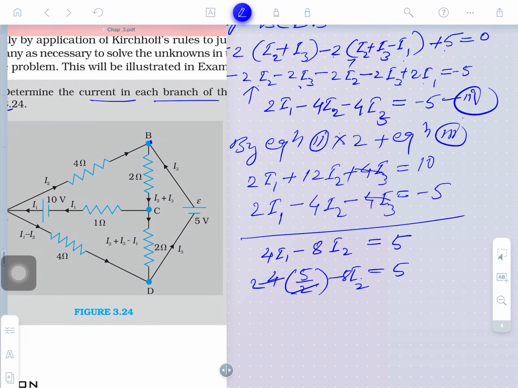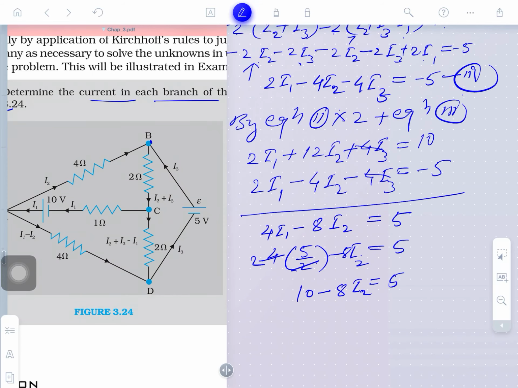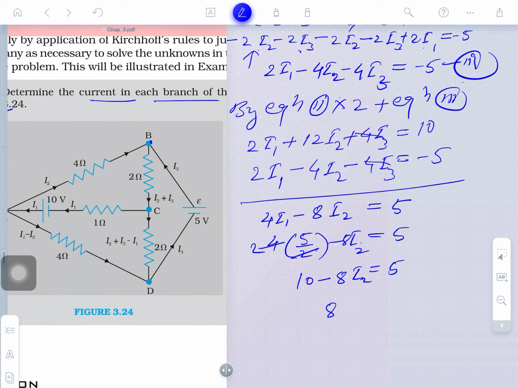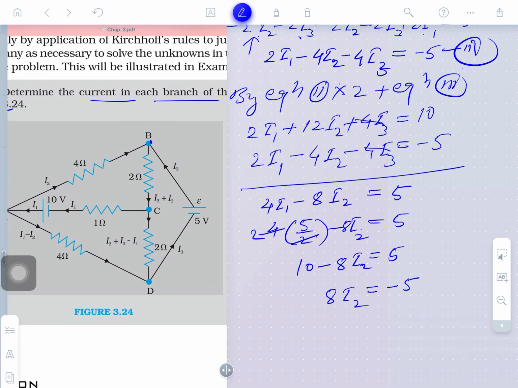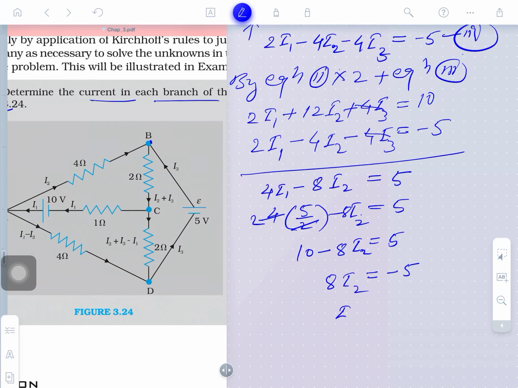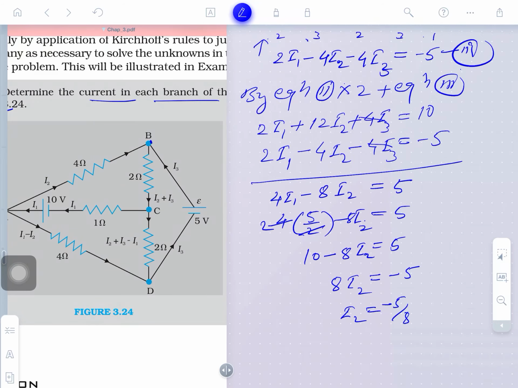So 2 here, 2 5s are what? 10. Okay, so what will it be? Minus 8 of I2 is equal to 10, to be transferred to the right side. So minus 5 will be there. So I2 is equal to what? Negative 5 by 8 is coming. Again this is coming.